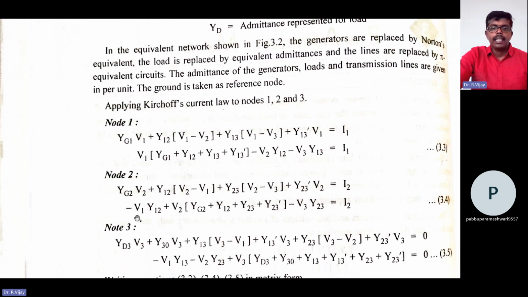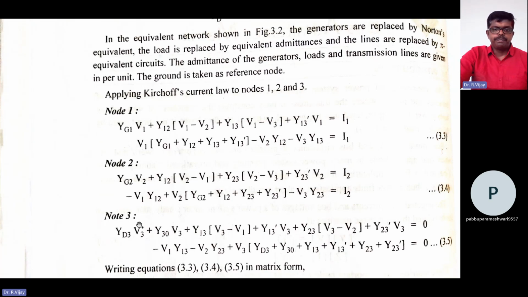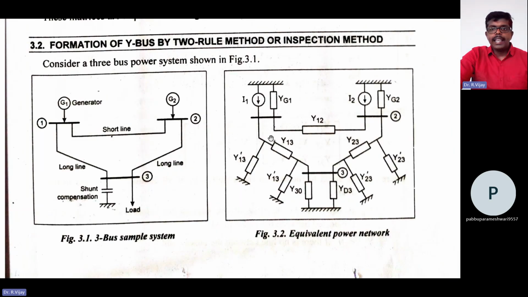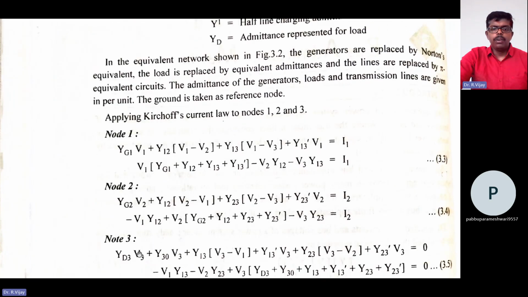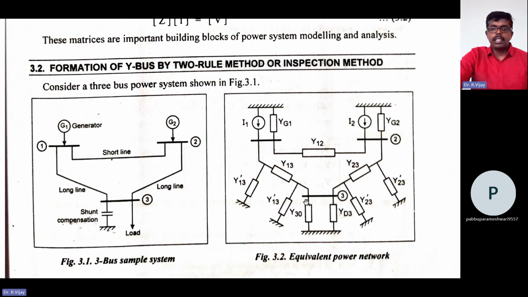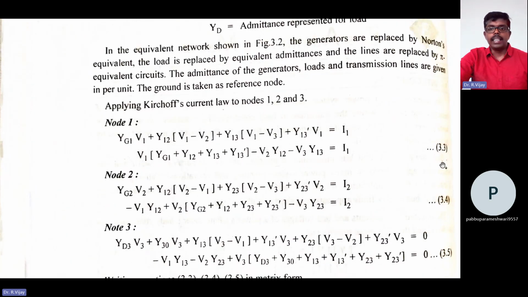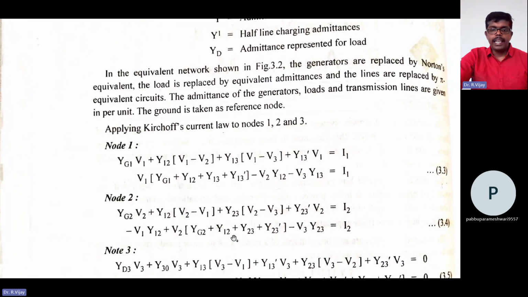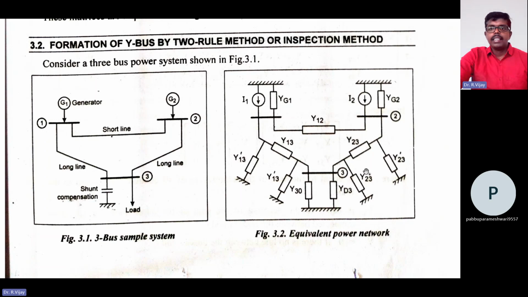Similarly, node 3. Here you need to frame it in the same way. At node 3, first the self admittance, that is YD3 into V3, plus the line charging self admittance, Y3 not into V3, plus Y13 into (V3 minus V1).